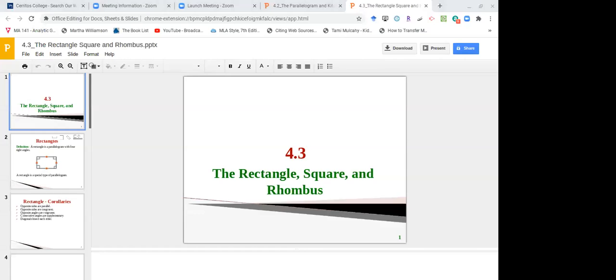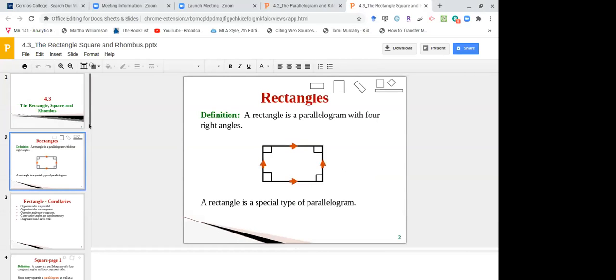Rectangles and squares are familiar to you. The rhombus might not be. The rhombus might be a different shape for you. So very quickly, let's head over to the rectangle. A rectangle is a parallelogram with 4 right angles.